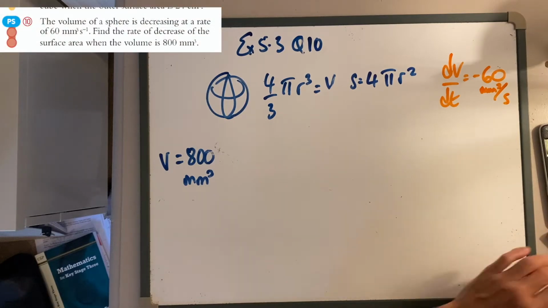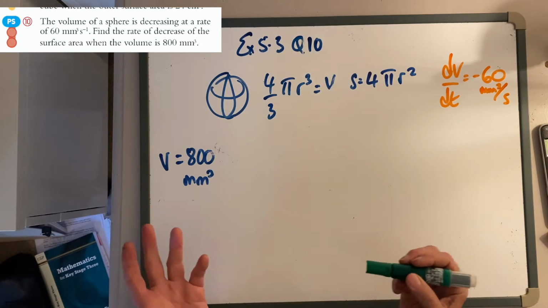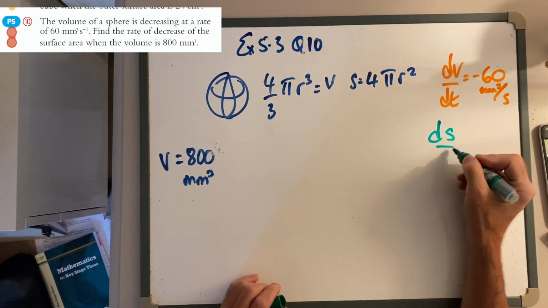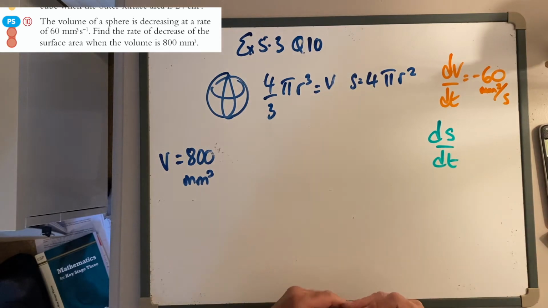Right, okay, so it's quite complicated. It says here, I want dS/dt. What's happening to the surface area over time? And I think I'm going to do it in a really interesting way.